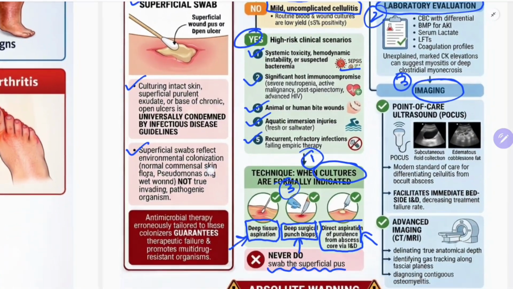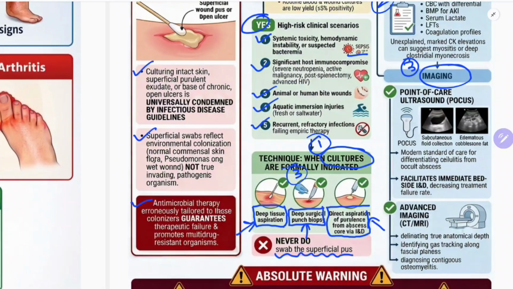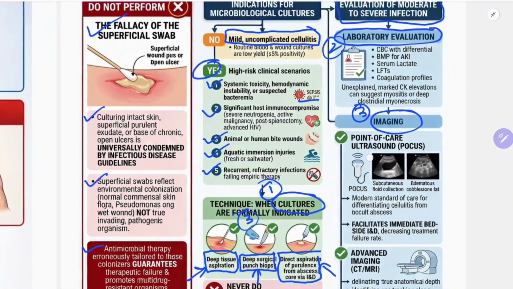Okay, and what will happen? What will be the result? Antimicrobial therapy erroneously tailored to these colonizers guarantees therapeutic failure and promotes multi-drug resistant organisms. So that is all about culture, how to culture.